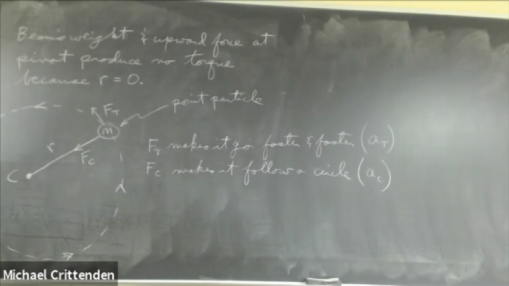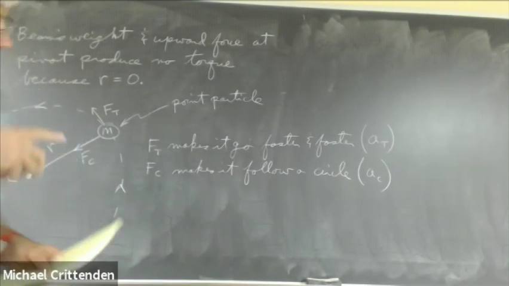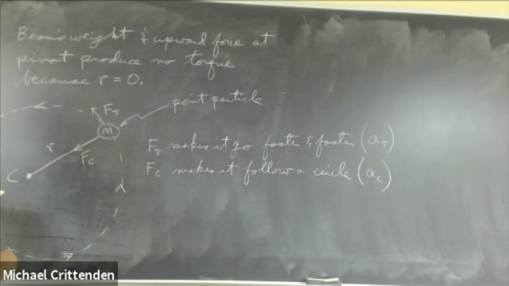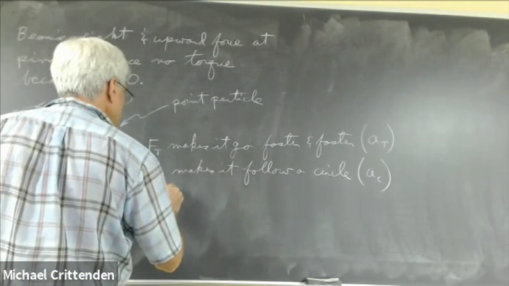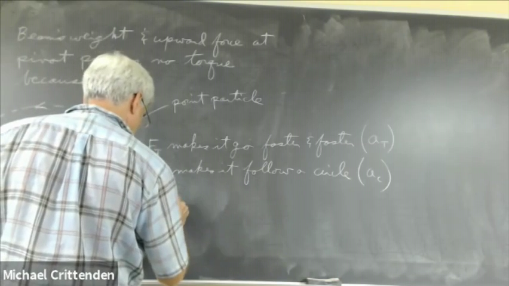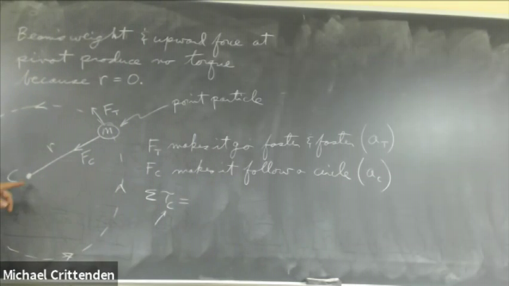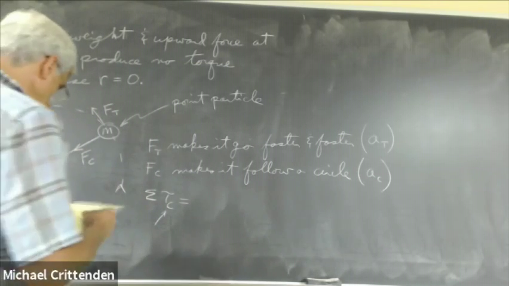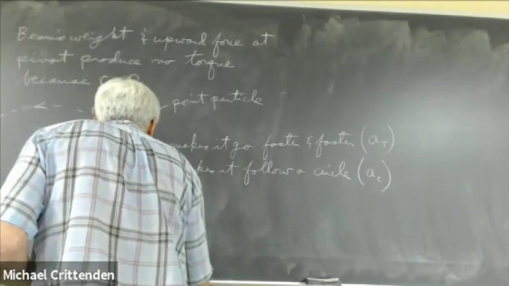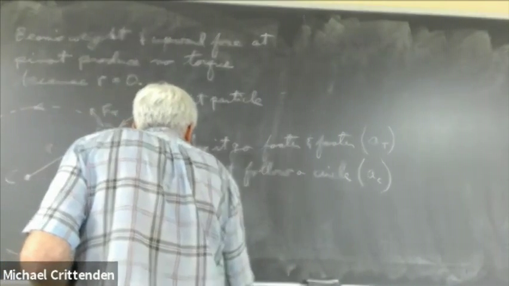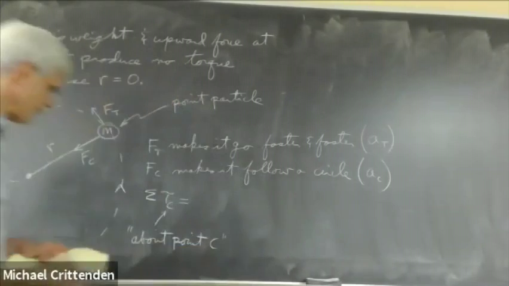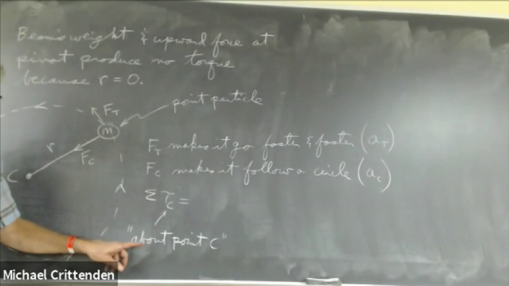So I'm interested in a relationship between torque and angular acceleration. Maybe the way to go looking for that is to start out by calculating the torque on this thing. So, summation of the torques about point C. And when people put a subscript on that, they're labeling where the pivot point is.